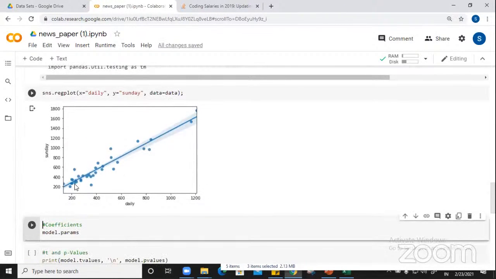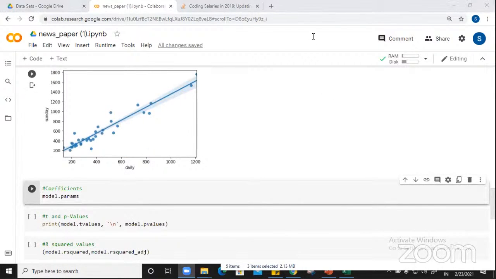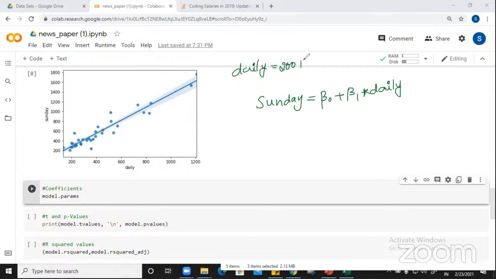Yeah, this is the regression line that you can see. First of all, why are we doing this? If you forget the business objective, let me recall. I want to find out how many Sunday editions we can sell. So we have built a regression equation like this: beta naught plus beta 1 into daily. From the company, I can find out what the daily value is. Daily we are selling 200K newspapers. Simply I can plug that here: beta naught plus beta 1 into 200.